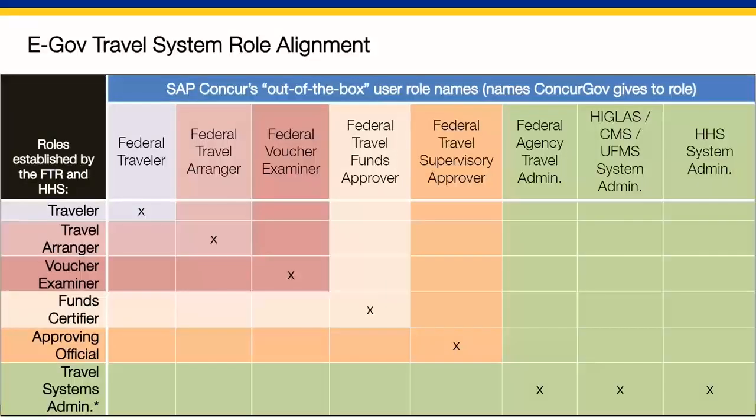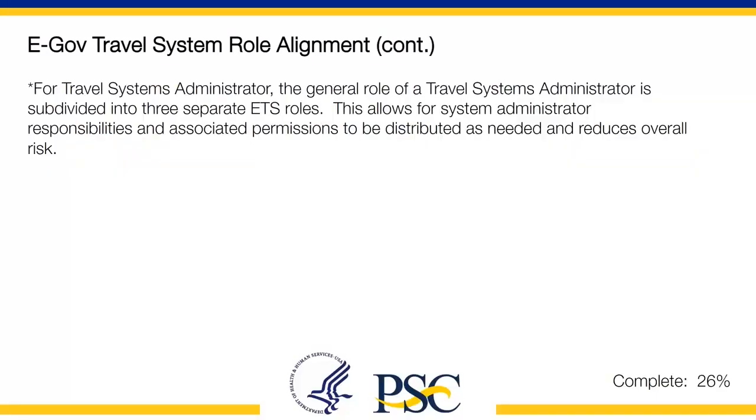This chart shows the roles established by the FTR and HSS along with their SAP Concur user role equivalents. Pause the video and take a moment to review its contents. For Travel Systems Administrator, the general role of a Travel Systems Administrator is subdivided into 3 separate ETS roles. This allows for system administrator responsibilities and associated permissions to be distributed as needed and reduces overall risk.